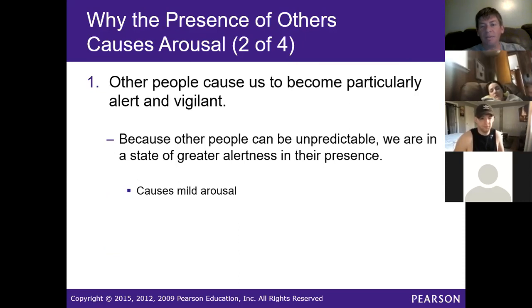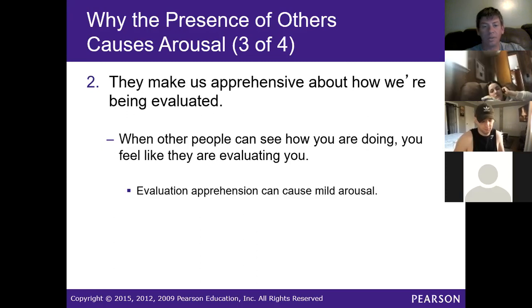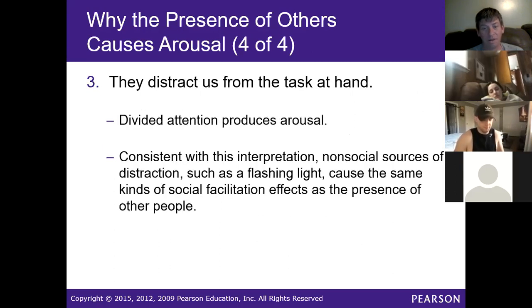Because other people can be unpredictable, we are in a state of greater alertness in their presence, and this will cause mild arousal. They make us apprehensive: other people can see what you're doing, you feel like they're evaluating you, and this would also cause mild arousal. Divided attention produces arousal.